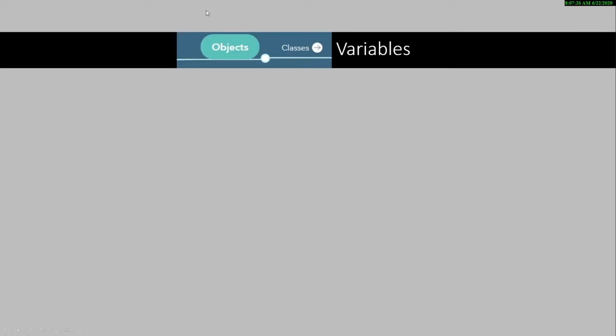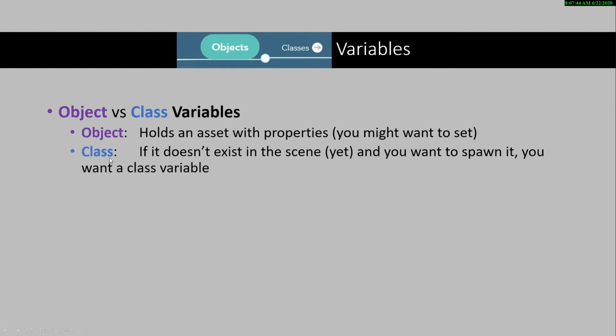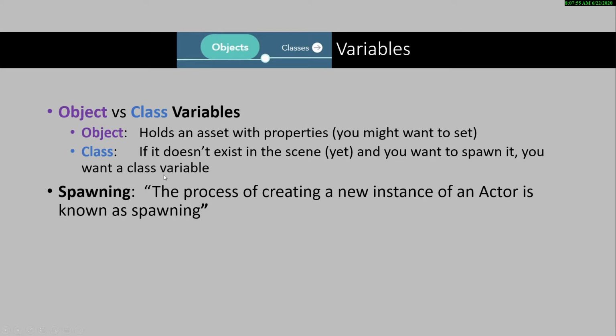And also, now objects versus classes. Besides just being purple and blue variables, an object holds an asset with properties that you might want to set. And also, it's the parent of a class. The class, if it doesn't exist in a scene and you want to spawn it, that's a good reminder that you'd want a class variable. What is spawning? It's the process of creating a new instance of an actor inside of your level. Objects hold the information that you might want to set. And that's really what I want you to get out of this.